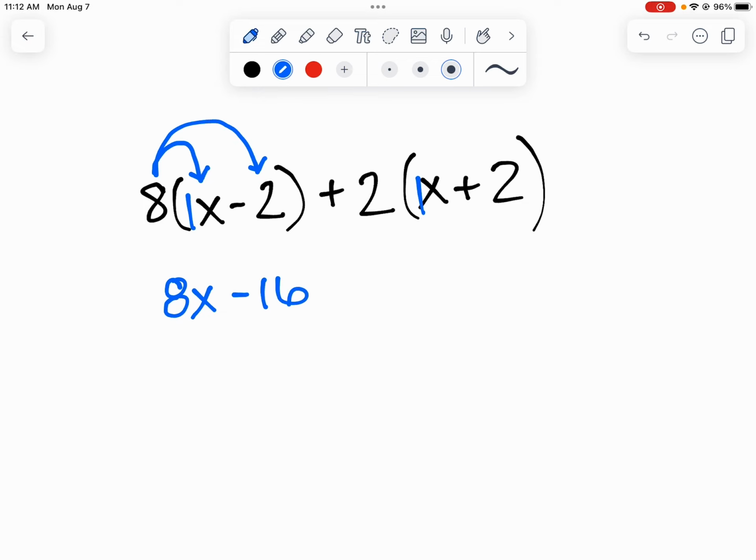Now we're going to do the same thing over here, more rainbows. 2 times 1x is positive, so keep that sign, 2x. And then positive 2 times positive 2 is positive 4.